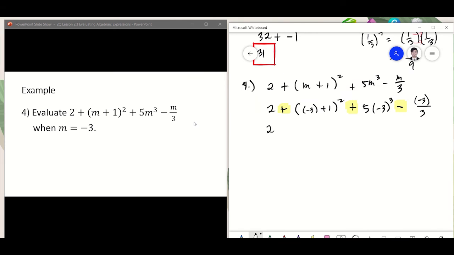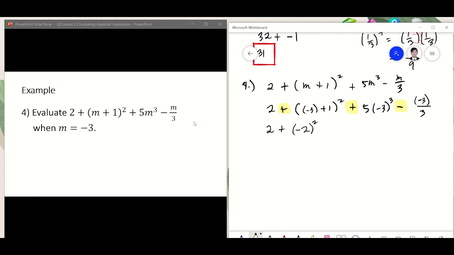This is just a constant, so nothing will happen to it. But here, in our second term, negative 3 plus 1, they have different signs. So subtract 3 minus 1 is a 2. Negative, because the absolute value of negative 3 is greater than the absolute value of 1. So we copy the sign of the negative 3, which is negative. So don't forget, there's still an exponent 2 outside the parenthesis.